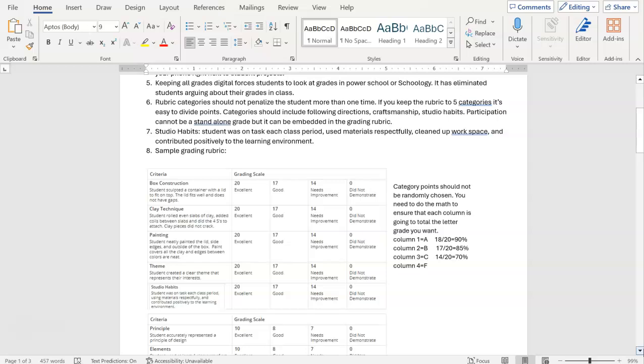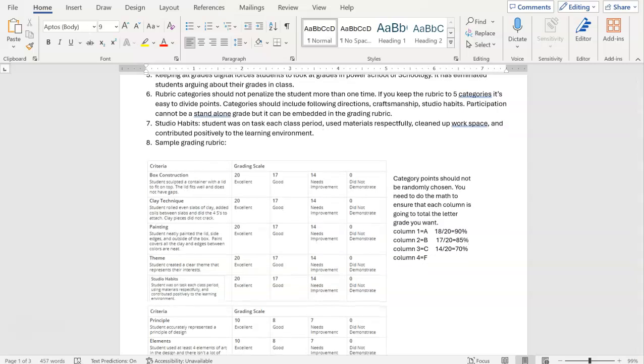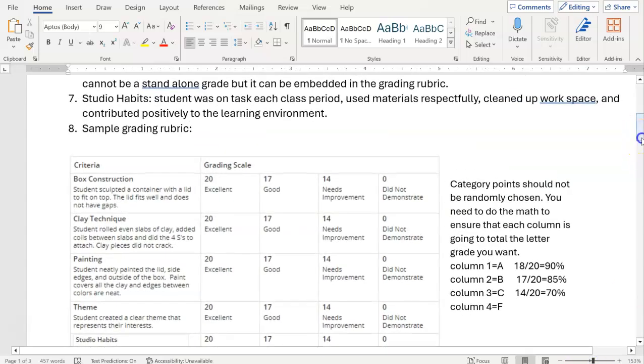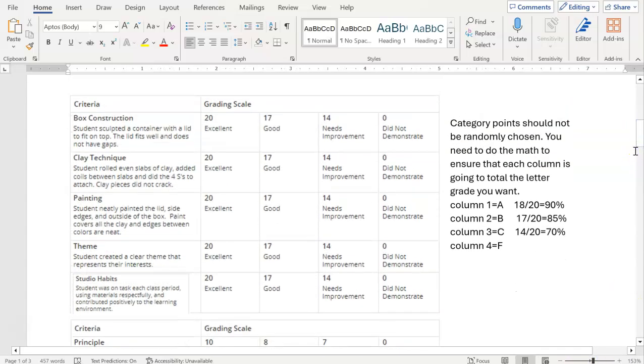And then here's kind of an example of what my grading rubrics look like. So when I do the math, my excellent, and if you look at my verbiage, I have excellent, good, needs improvement, and did not demonstrate. So in our department, we've determined that if a student turns something in, they will at minimum earn a 70% or a C. So my third category, the needs improvement, has to numerically equal a C for that letter grade. Did not demonstrate, they're getting a 0.